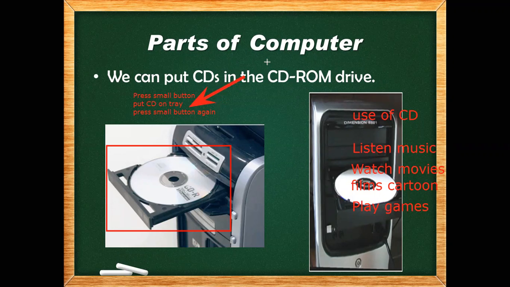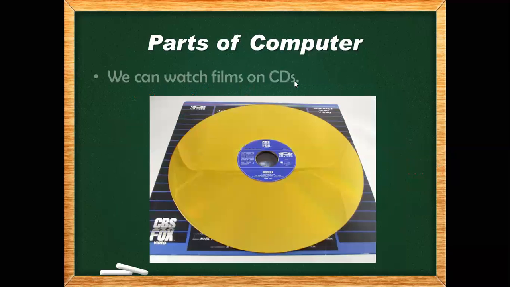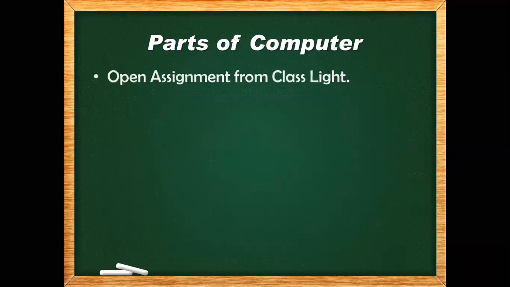See, first we have to do what? Okay. So first we have to press the small button. Where is the small button? The small button is here. When you press it, the tray will come out. And when the tray comes out, you put the CD and then you have to press the small button again. Okay. So everybody, along with it, we can see some uses of CD. And now everybody open the assignment from the class.